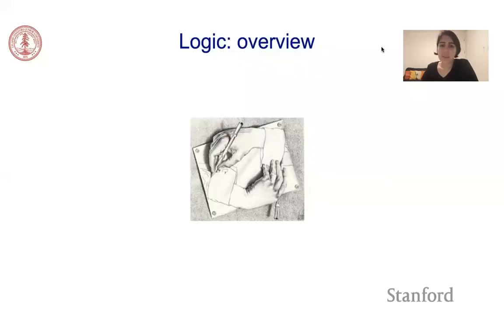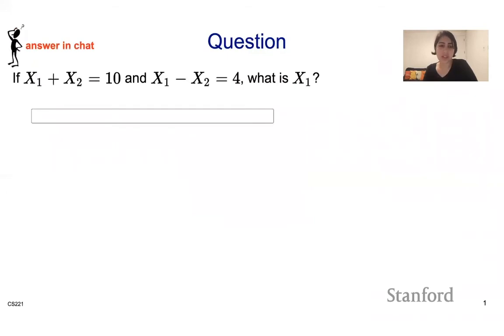Okay, hi everyone. So this week we are going to be talking about logic. This is our last set of modules, and we're going to switch from variable-based models and start talking about logic. So let's start with this question. If x1 plus x2 is equal to 10 and x1 minus x2 is equal to 4, what is x1?